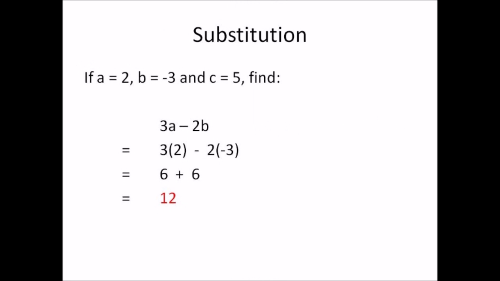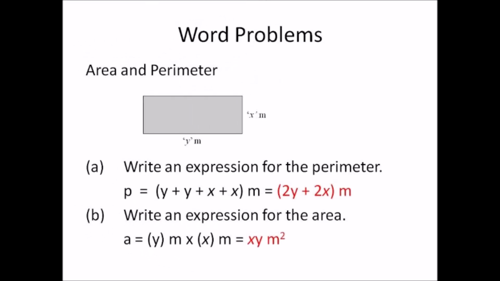Substitution, if a is equal to 2, b is equal to -3, and c is 5, find 3a minus 2b. So it's 3 times 2 minus 2 times -3. 3 times 2 is 6, -2 times -3 is positive 6. Negative times negative is positive, so you get 12, positive 12. You don't have to put the positive sign. Word problems, area and perimeter. The perimeter is y plus y plus x plus x. So it's 2y plus 2x meters. The area is length times width, is y times x, xy square meters, meters to the power 2. You have to put it in square units for the area, or you don't get it correct. Perimeter is just straightforward, just put the unit.